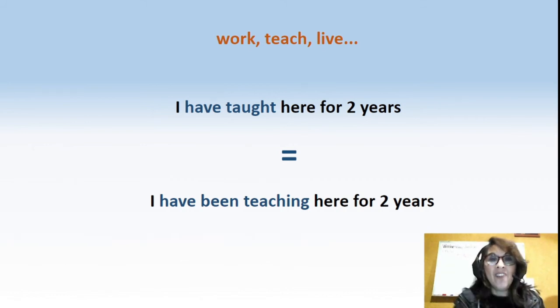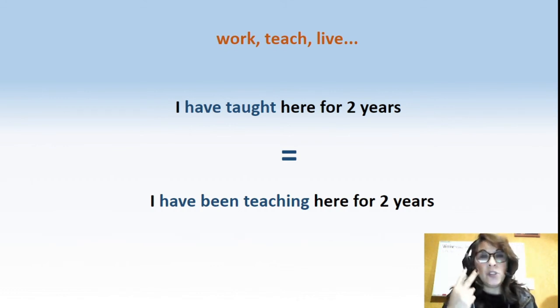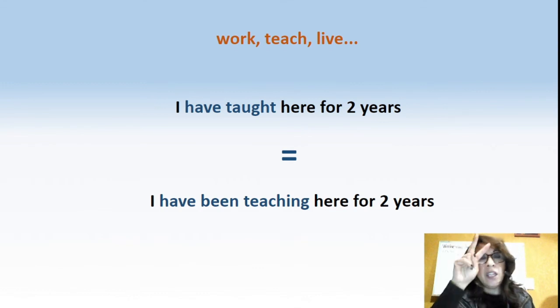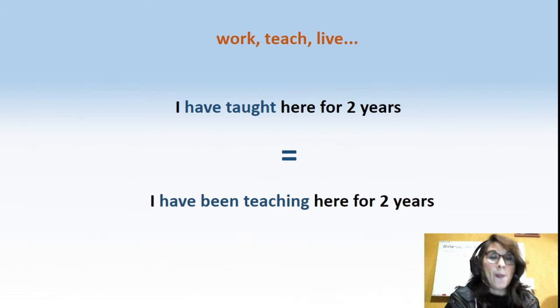But here we have some verbs that you can use in both tenses. If you check, I have taught here for 2 years. He enseñado aquí por 2 años. Or, I have been teaching here for 2 years. He estado enseñando aquí por 2 años. Both sentences are possible here. The common verbs that you can use in present perfect and present perfect continuous, with the same or similar meaning, are work, teach, and live.